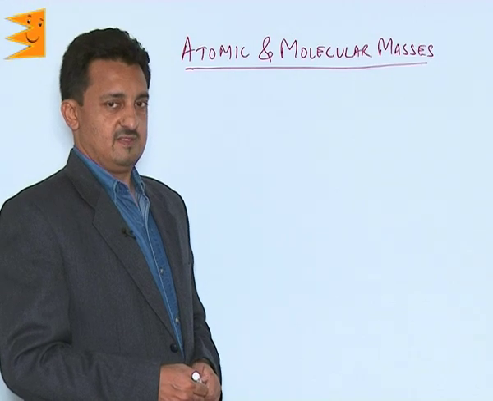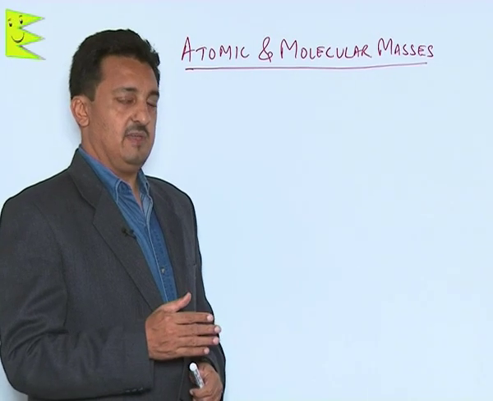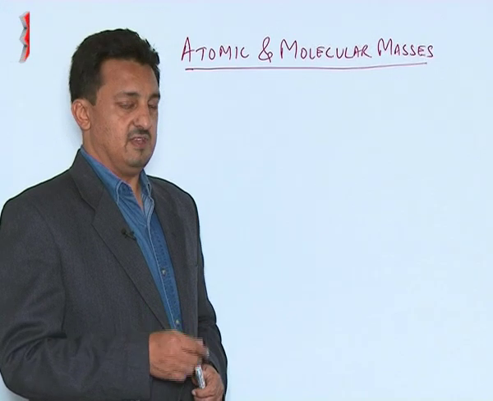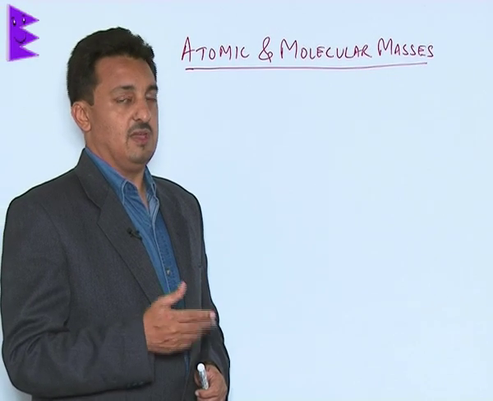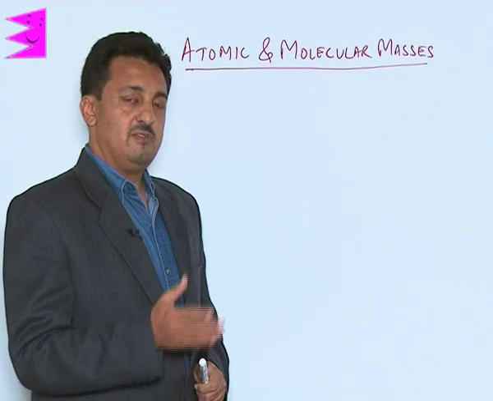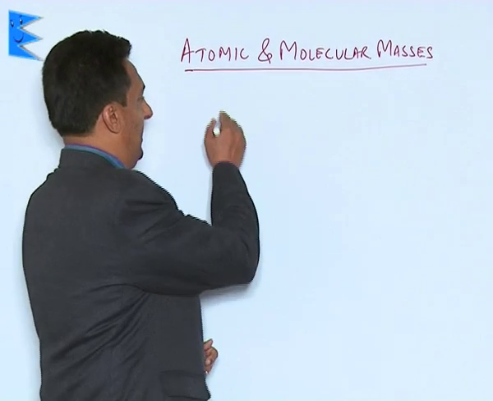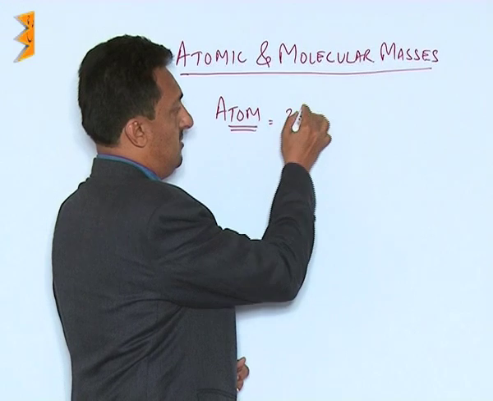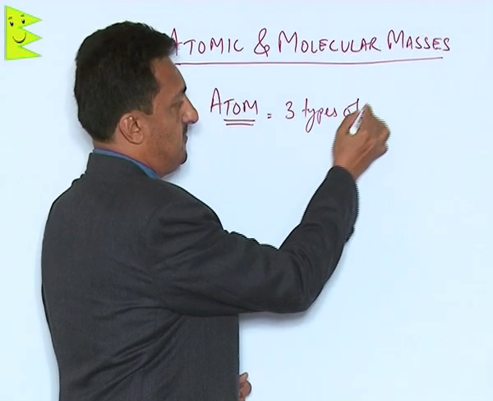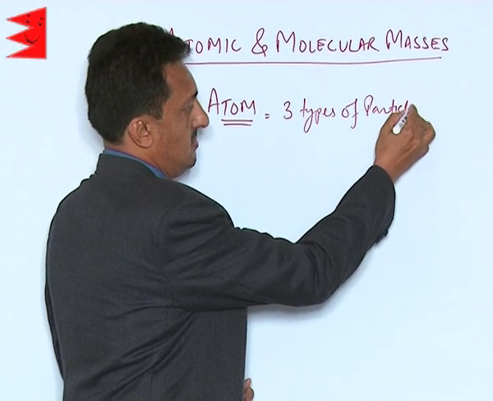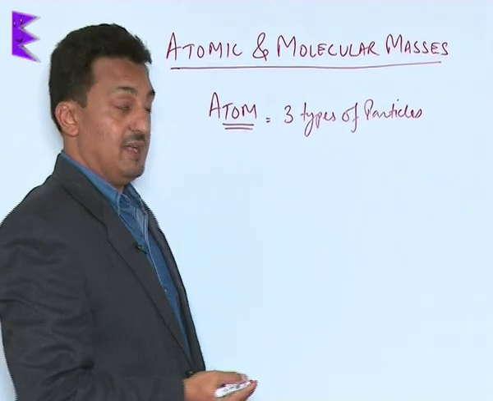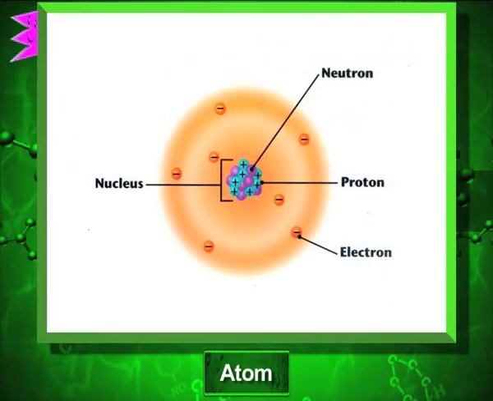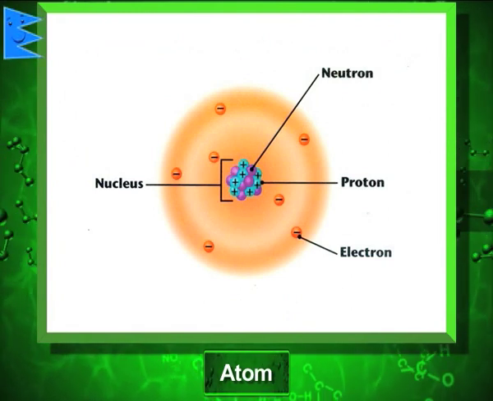Atomic and molecular masses. After understanding the laws of chemical combination, the most important thing here in this chapter of basic concepts of chemistry is to understand what exactly our atomic and molecular masses are. And from the previous classes, you must be knowing that an atom is made up of three types of particles, which are also called subatomic particles, and it includes your protons, neutrons and electrons.